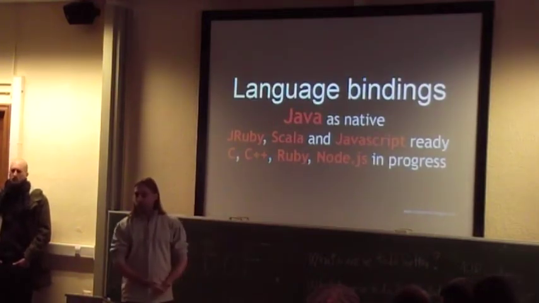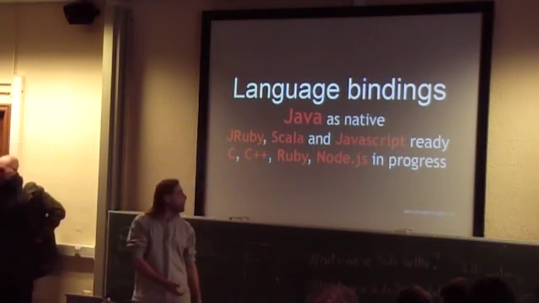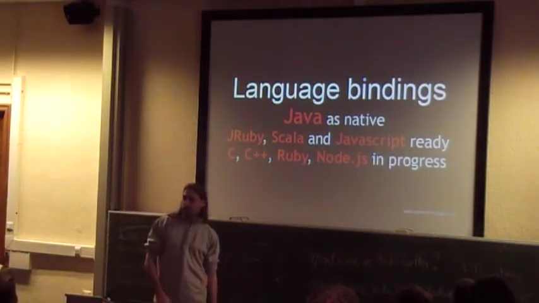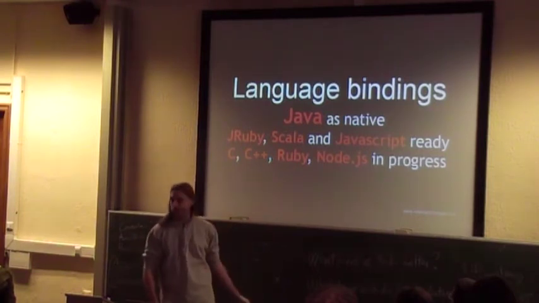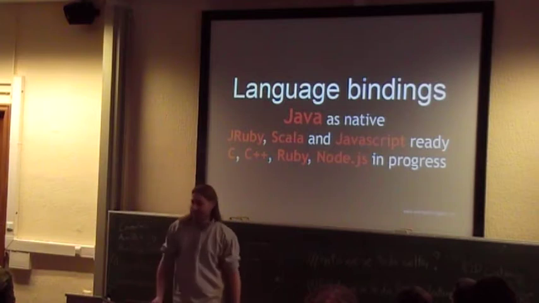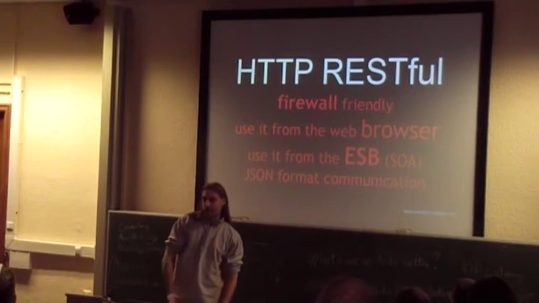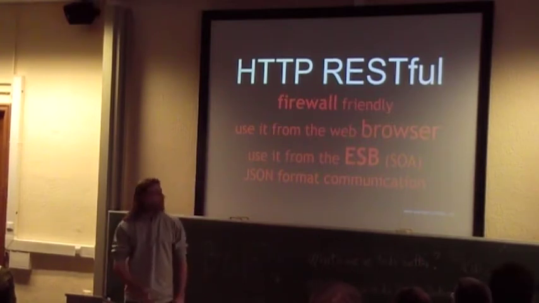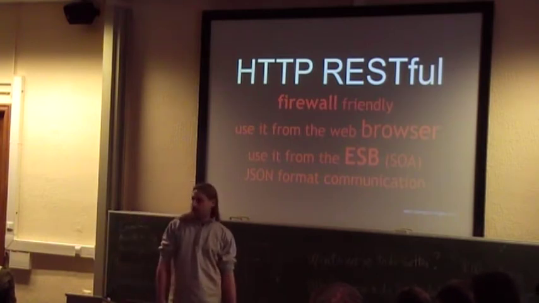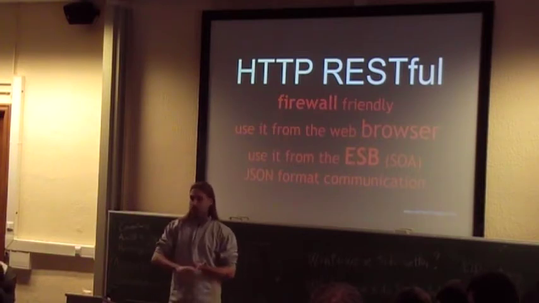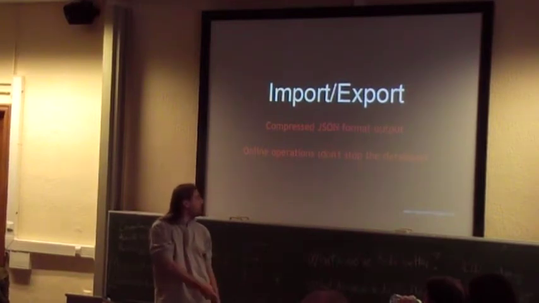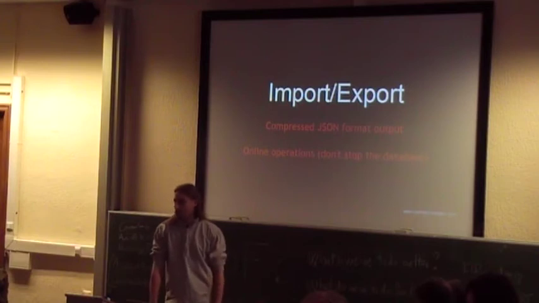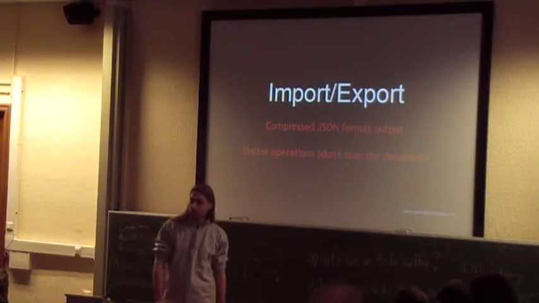Basically, you connect to the database with the Java binary protocol over TCP/IP, but we also have a bit of other bindings done: JRuby, Scala, and JavaScript, and the community is building some more. If anyone wants to contribute their own, they're welcome to do it. If that's not enough, there's an HTTP RESTful API, really simple, that gives you access to the database, creating classes, properties, queries, loading a single document, and whatever. There's an import-export function that exports the database live, online. You don't have to stop it. It creates a compressed JSON, so it's also readable for any user.